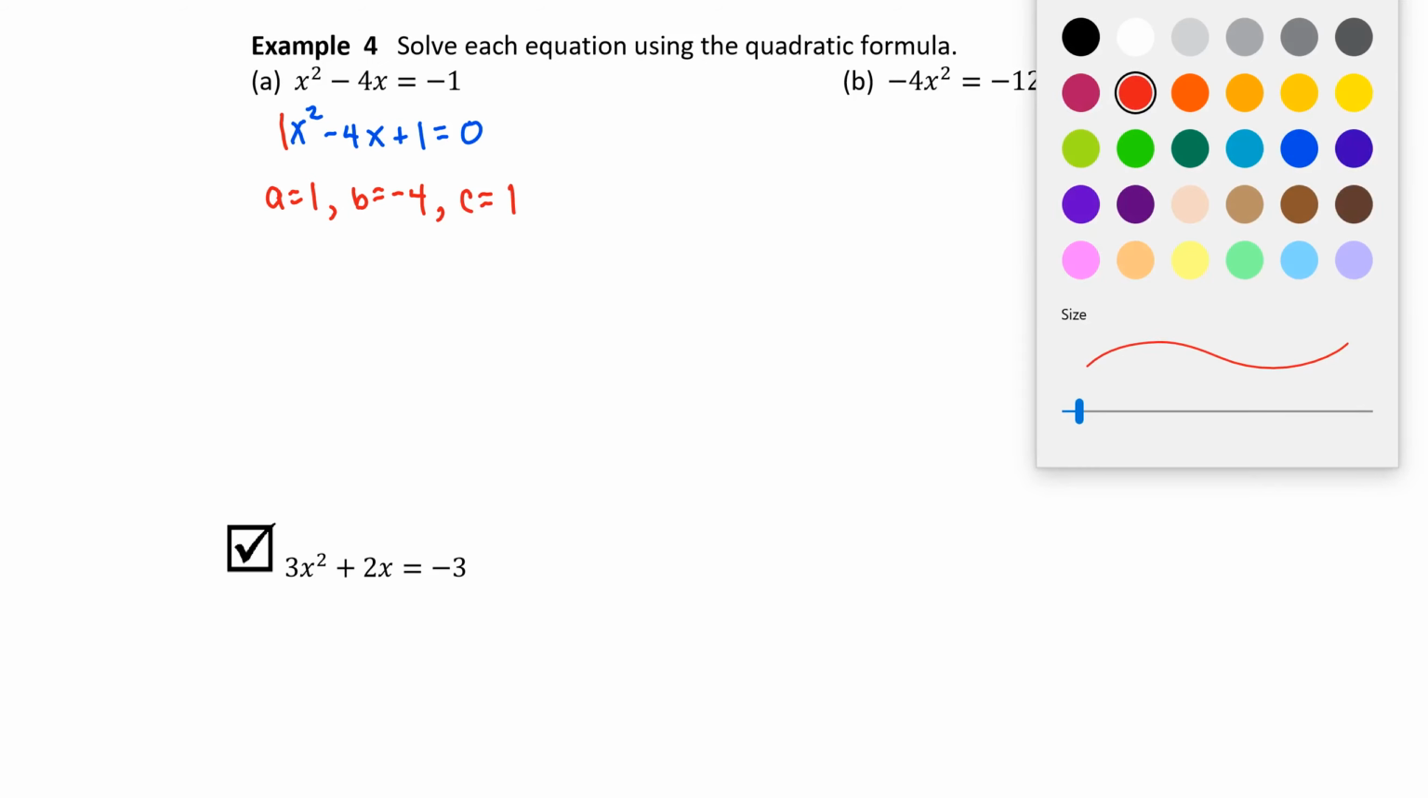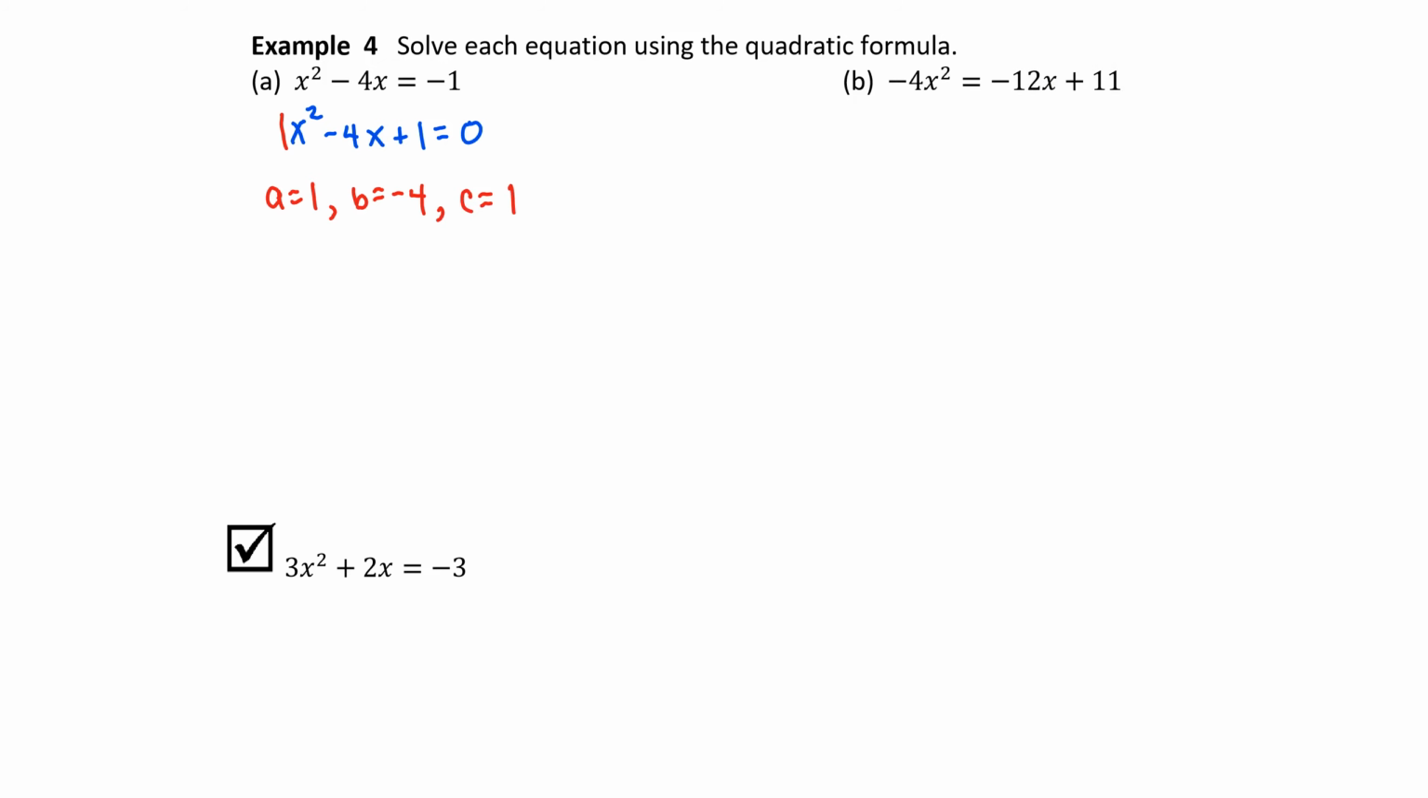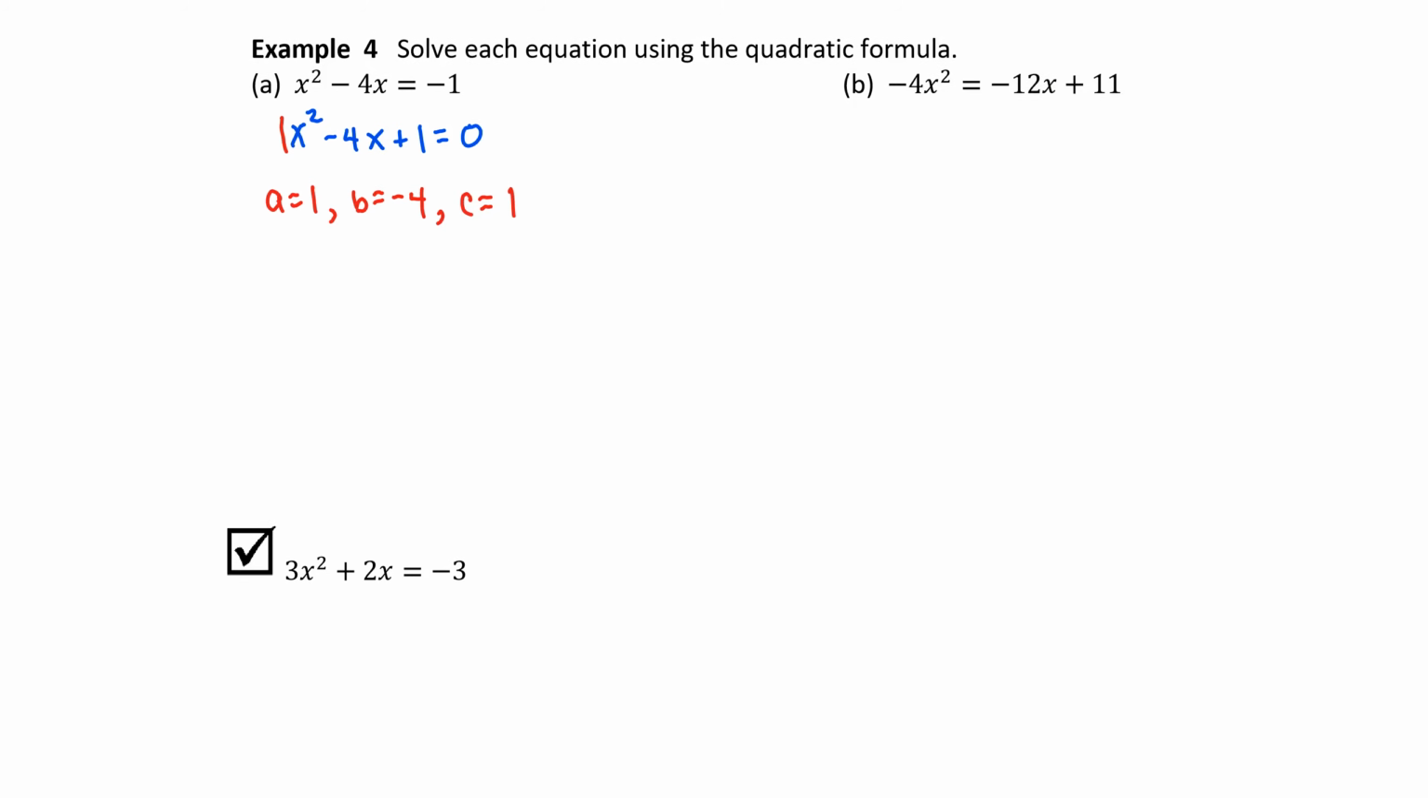So we're going to plug this into the quadratic formula. And before you master this, if you don't know the quadratic formula, I would recommend writing this down every single time. If you write your formula down a couple of times, you may just memorize it by accident. Okay, so there's our quadratic formula. That's the guide we're going to follow. And we'll plug in our values.